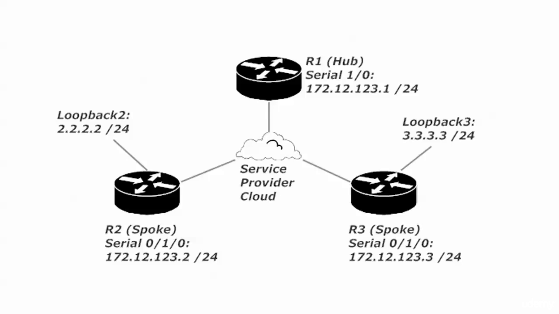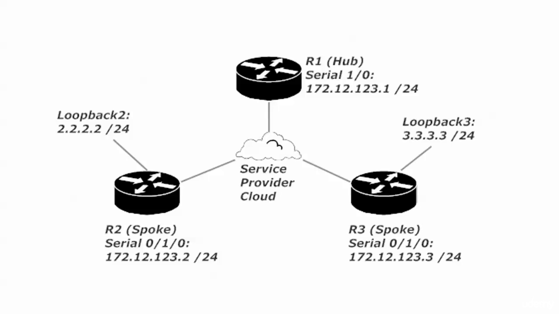I've gotten rid of a couple of networks from the previous lab and added a couple of loopbacks back. So the only thing we're dealing with here is the 172.12.123.0 network between routers 1, 2, and 3, and a loopback on 2, a loopback on 3. Router 4 is out of the picture entirely.